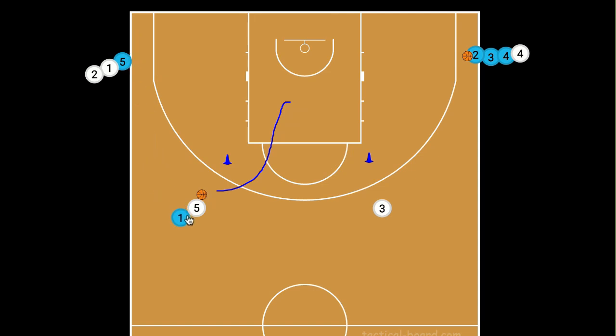So it's that continuous movement of passing the ball from here to here, right? And then we are passing the ball from here to getting in the paint and then kicking it out here to another wing. So it's that continuous movement. We're ripping and going toward the paint, and then we're kicking it out to one of our wings.